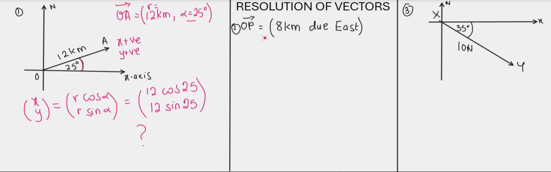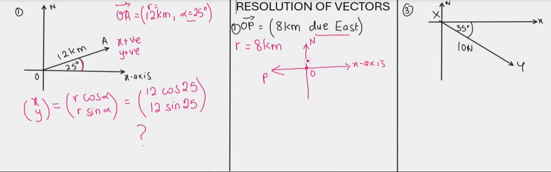We have the vector OP, 8 kilometers due east. We can tell that the magnitude is 8 kilometers. But what about the bearing? It says due east. That's the only information we are given. So let's draw. If we have our north, we have our x-axis over here. Due east means the vector is moving towards the left. So this is going to be our vector OP.